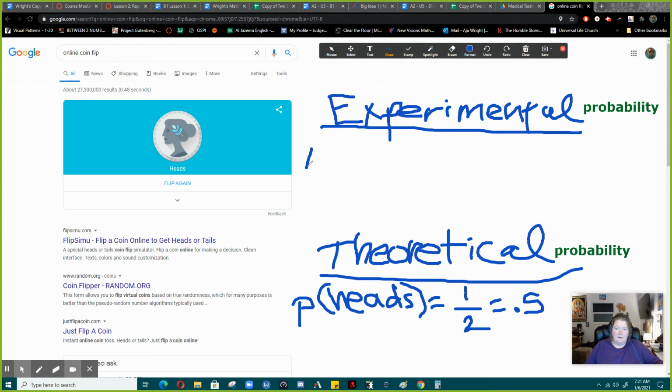So I got 8 for the experiment I just did. I'm just going to write H for heads here. I got 8 out of 10. So that's a lot higher than 50%. That's 0.8.